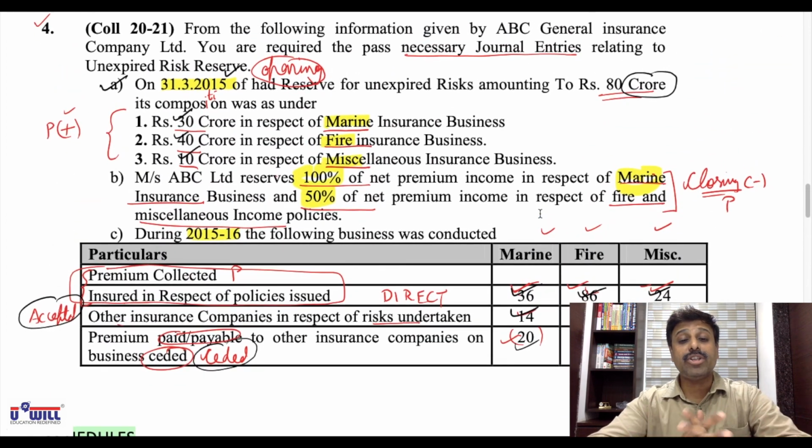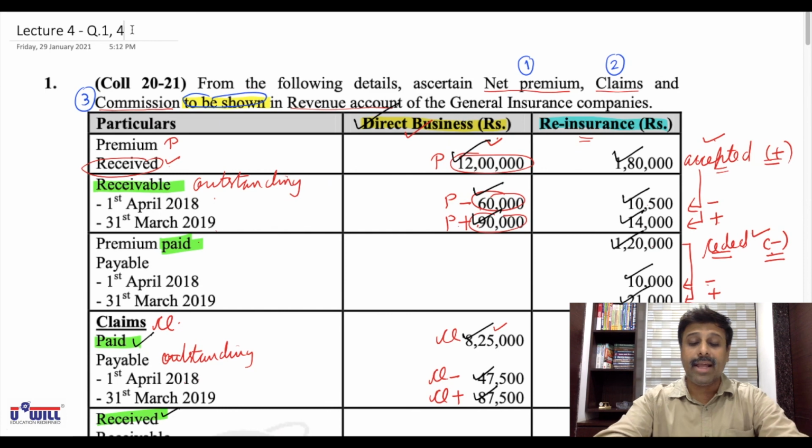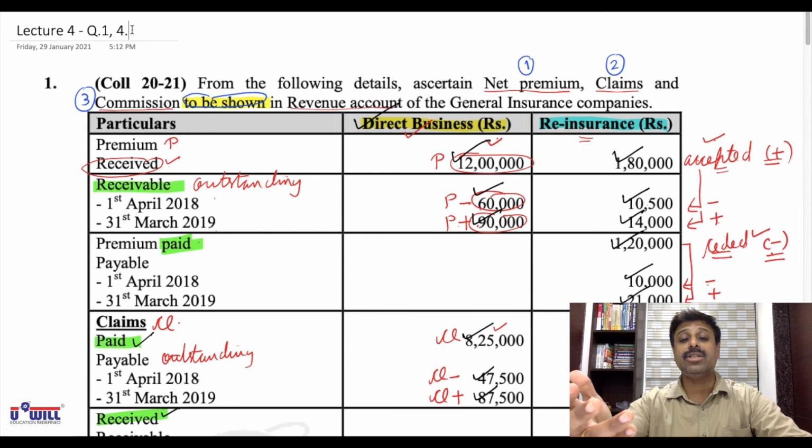Now full-fledged questions on revenue account and then revenue and profit and loss account we'll understand in the next lecture. So 2 questions we have covered in today's lecture, question 1 and question number 4. Both of them just the basics of revenue account, how to make for general insurance company. That will be all for this lecture. More practice we'll do in the next lecture.